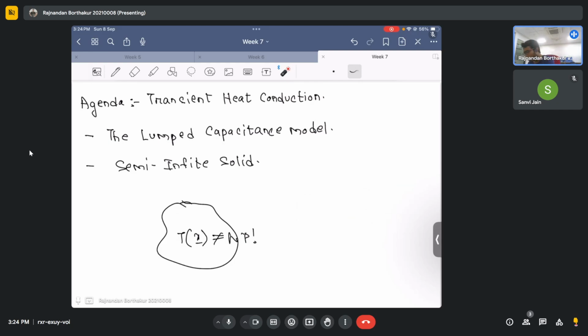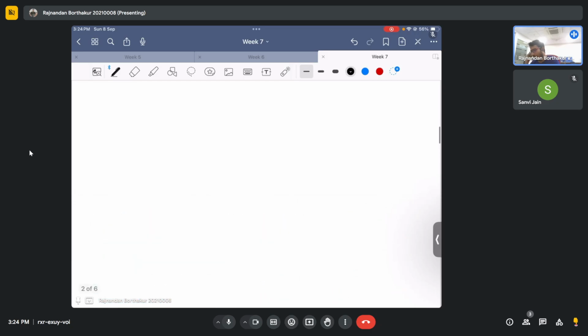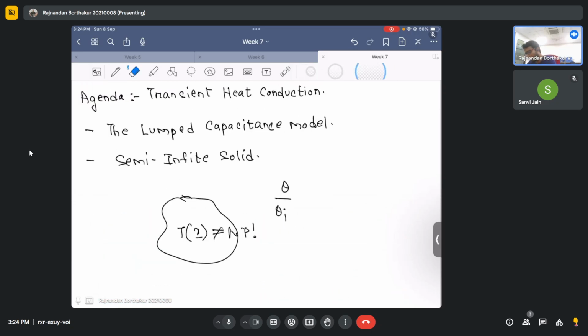So if you remember, the governing equation for this lumped capacitance model, we will not prove it, because this was already done in the theory classes, in this week's class. But we saw that the governing equation which governed the lumped capacitance model is basically something like this. So it was theta by theta i. Maybe I'll write it here.